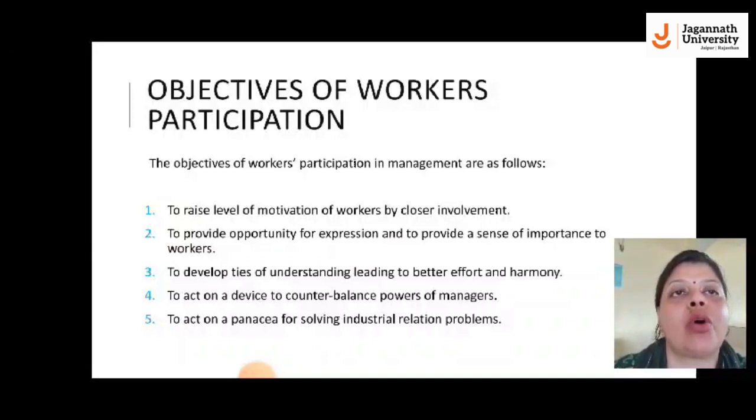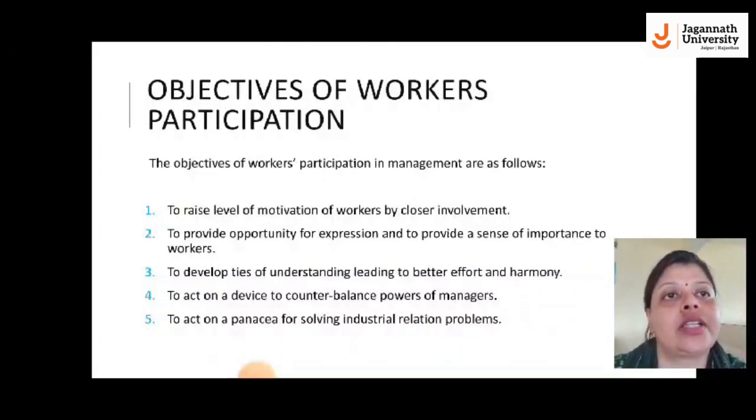Second, to provide the opportunity for expression and to provide a sense of importance to the workers. This workers' participation gives the employees the opportunity to express themselves, give their views on different areas, and provides a sense of importance to the employees or workers. Next, to develop ties and understanding, leading to better effort and harmony in the organization.